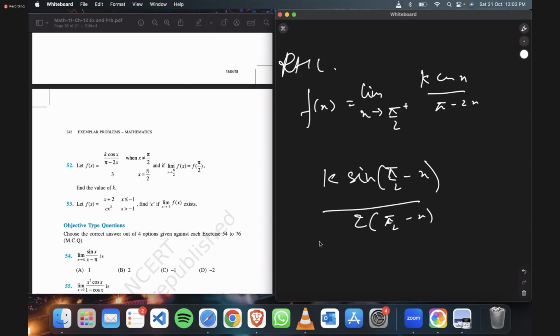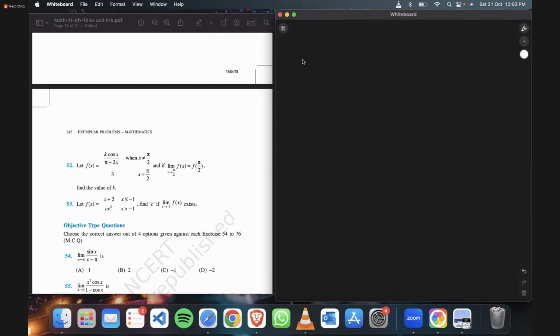So k by 2, and limit x tends to pi by 2 plus. It is again making this whole thing like sine y by y, where y is tending to 0, and again this value will return 1. So it will be k by 2 as well. So my RHL is equal to my LHL is equal to k by 2. So from here we can conclude that the limit for the function exists.